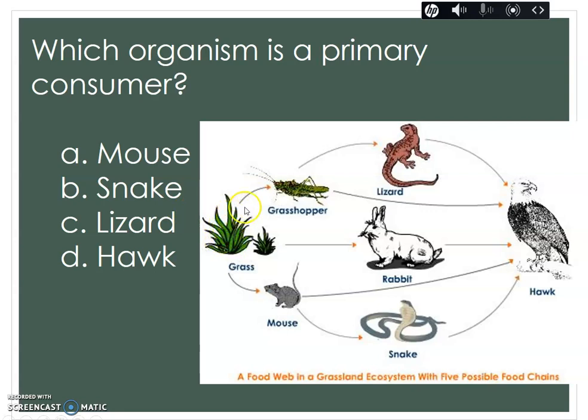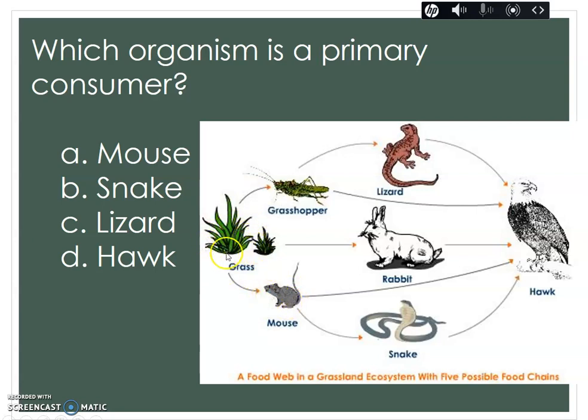So the grass gets eaten by the grasshopper. The grass also gets eaten by the rabbit. The grass also gets eaten by the mouse. So see how the arrows are going towards the organism that's eating it? The arrow just means that's where the energy is going. So when the mouse eats the grass, the energy from the grass is now going into the mouse. So the mouse will now have energy from eating the grass.